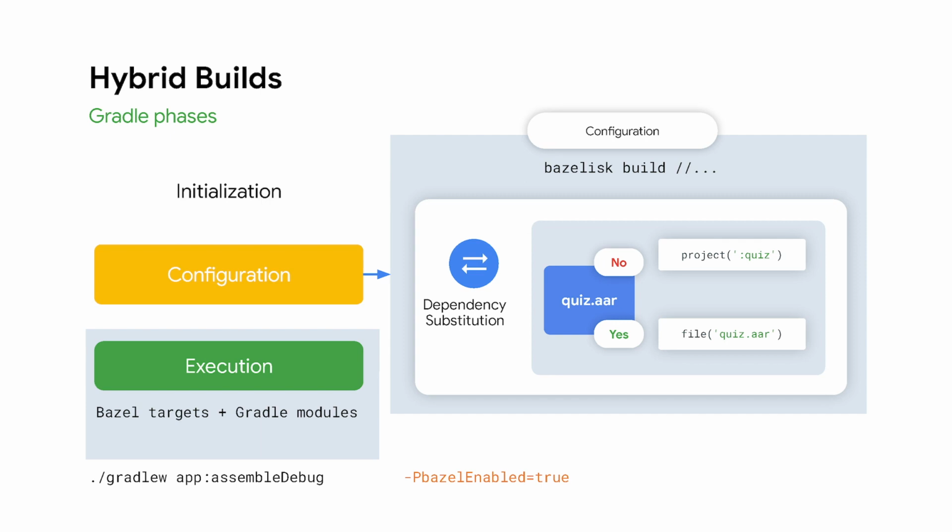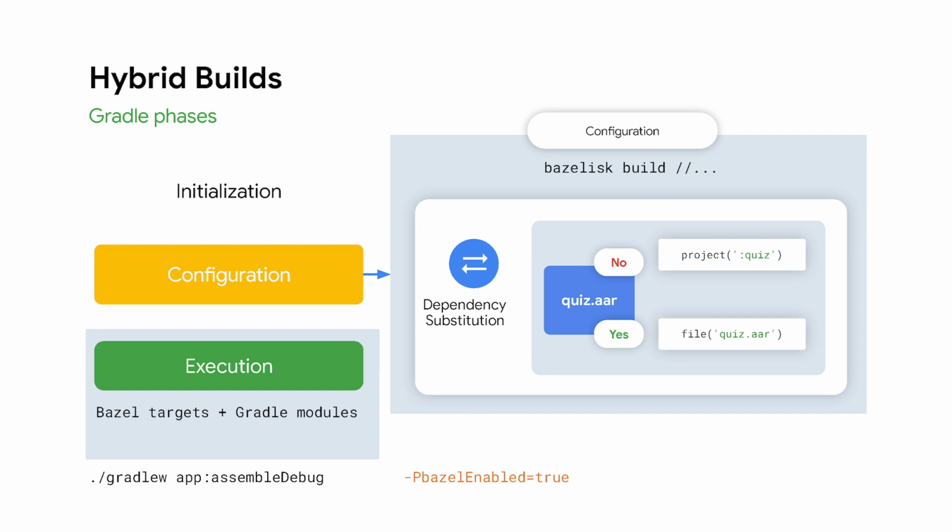Then it does something we call dependency substitution. For example, if a quiz module was migrated, it would produce either a quiz.aar or a quiz.jar file when built. When a project dependency in Gradle is resolved, we check whether a build artifact already exists for that project. If not, we leave it as it is. However, if we do have a build artifact for the project, we remove the project dependency and replace it with the already compiled artifact.